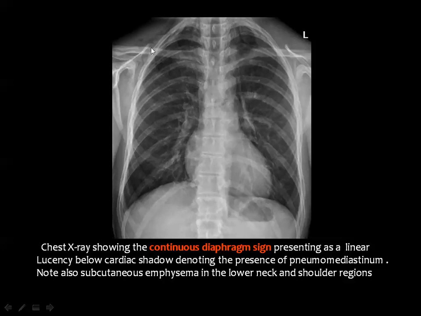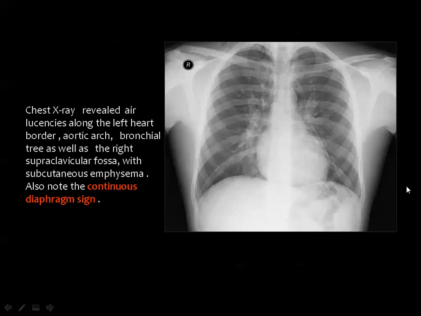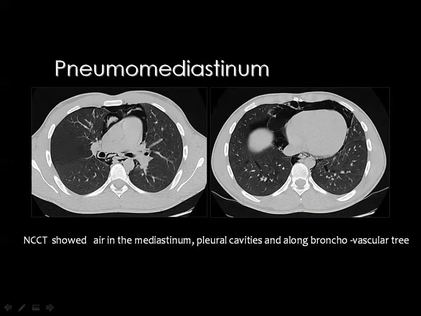Also, you can appreciate the surgical emphysema, and you see also the continuous diaphragm sign. Another case where you can easily appreciate the continuous diaphragm sign, and you can see the air in the neck as well as at the shoulder region.